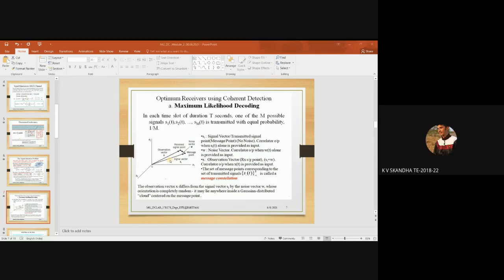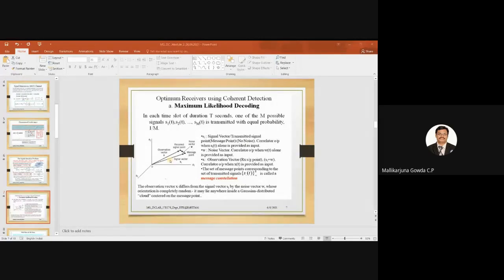Yes, sir. I said the received signal point will be slightly different from the original message signal point. Because of what? Because of the noise which is added at the channel, right? So that is why this diagram is shown here. This is the message point, which is the signal vector, and this is the noise vector, denoted by w. This is the received signal point, denoted by the observation vector. The received signal point is slightly different from the message point because of the noise.